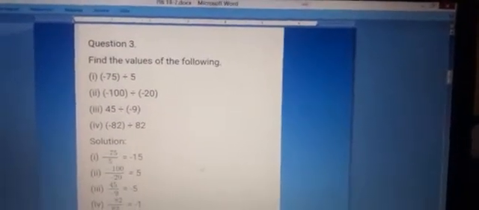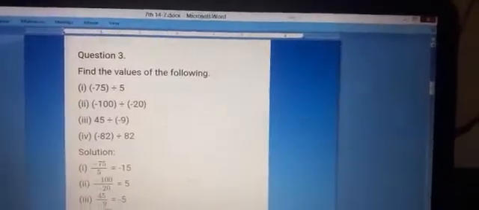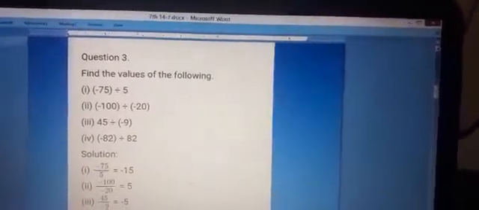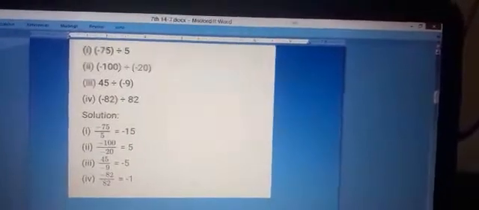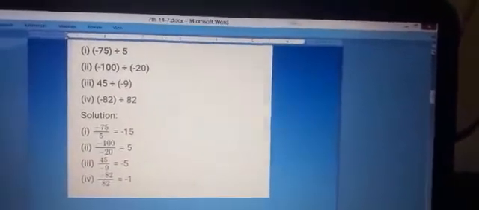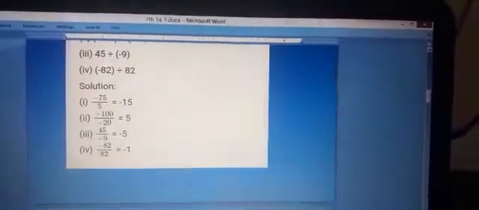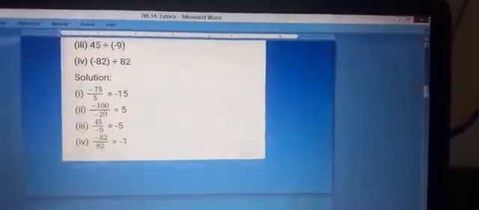100 divided by 20. 20 fives are 100, so the answer is 5. Negative by negative, positive 5. 45 divided by 9. 9 fives are 45. So positive divided by negative, negative. 82 by 82, 1. Negative by positive, negative.